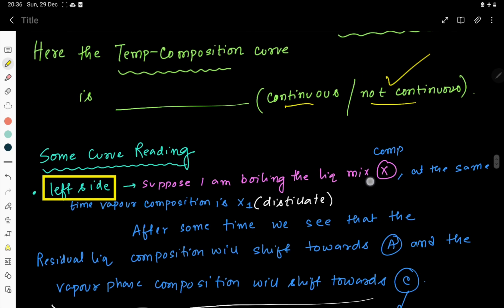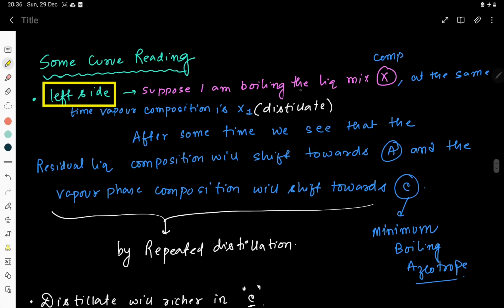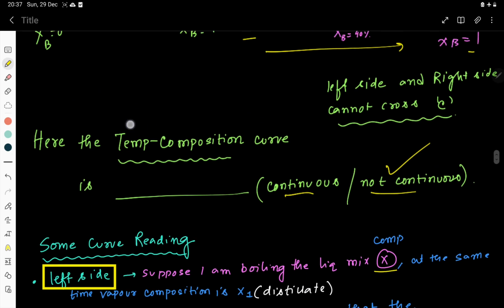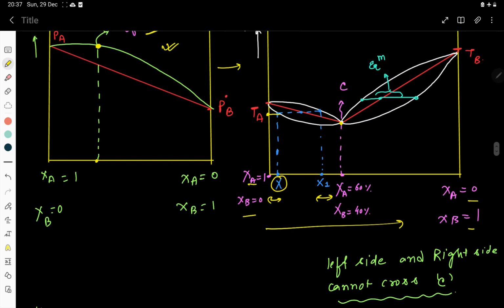But before that I'm coming here. Suppose I'm boiling the liquid mixture of X composition. At the same time, the vapor composition is X1, which is the distillate. After some time, we will see that the residual liquid composition will shift towards A, and the vapor phase composition will shift towards C. And this C is known as the minimum boiling azeotrope. The composition at C is known as the azeotropic mixture.